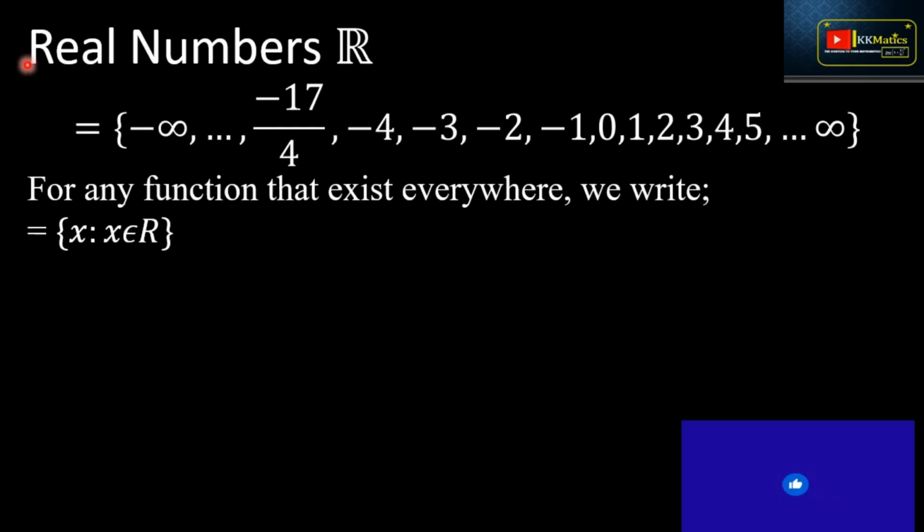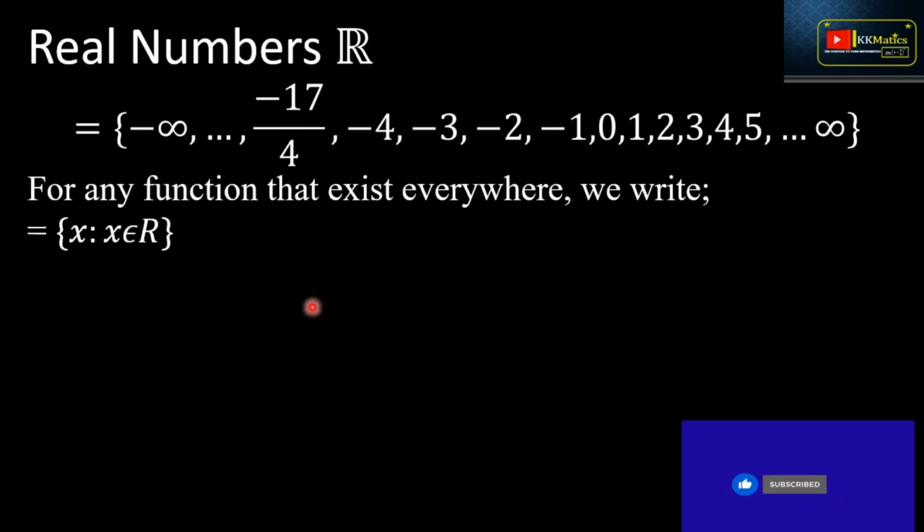So if we consider a set of real numbers, if you don't know what a set of real numbers is, what we are saying is that for any function that exists everywhere, we write it as a set where x is an element of the real numbers. What that means is that everywhere within the set of real numbers, the function exists.